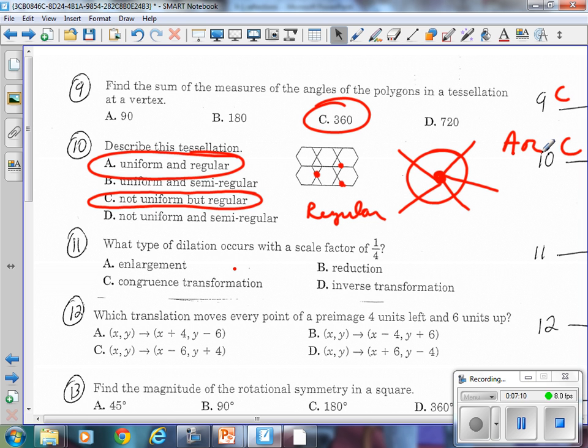What type of dilation occurs with a scale factor of 1/4? Well, if it's got a scale factor of 1/4, that means it's getting smaller, so it's a reduction. B. Which translation moves every point in the pre-image 4 units to the left and 6 units up? 4 units to the left is your X, so you're going down, subtracting 4. 6 units up is your Y, so that means you're adding 6. So we want X minus 4 and Y plus 6, which is B.